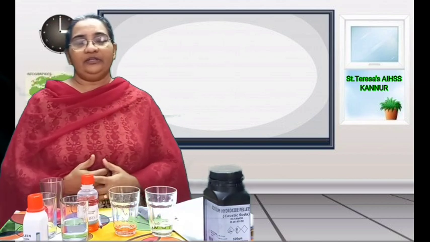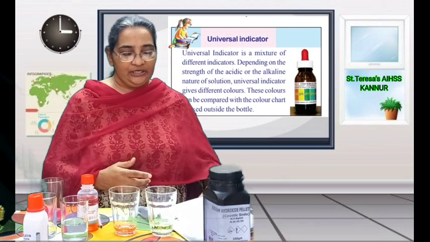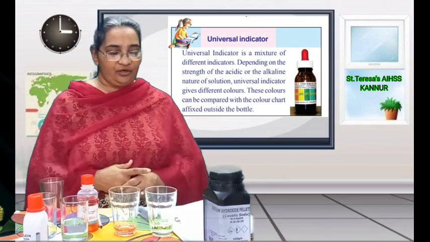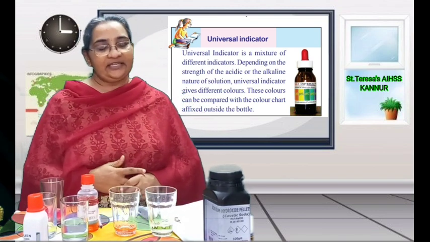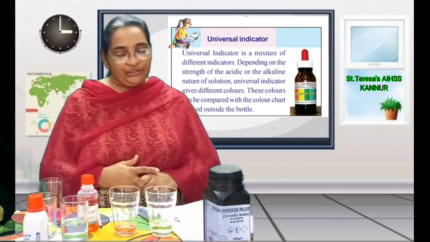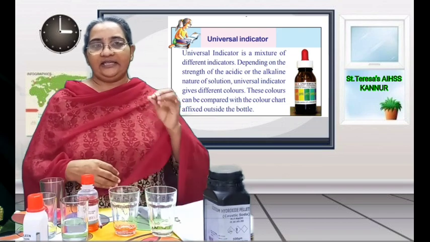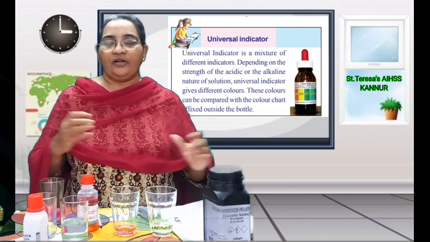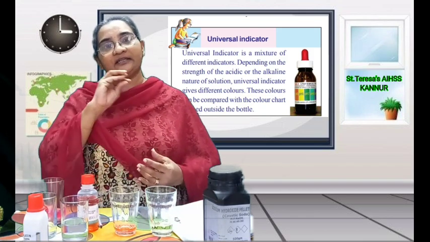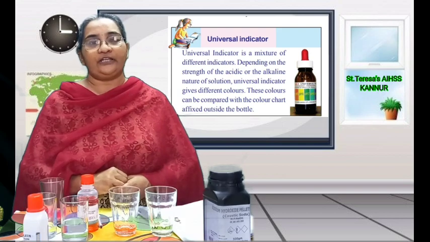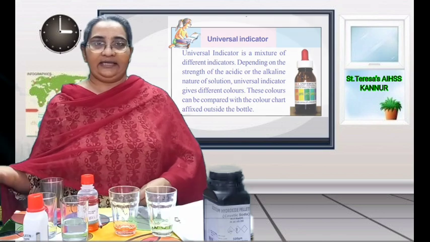Okay. Now down there in your textbook, you can see universal indicator. What is a universal indicator? Universal indicator is a mixture of different indicators. Depending on the strength of the acidic or alkaline nature of the solution, universal indicators give different colors. So universal indicator is an indicator which can be used for all acids or alkalis. So the color changes. According to the color, we can compare with the color chart which is already stuck on the bottle and find out whether the substance is an acid or an alkali.